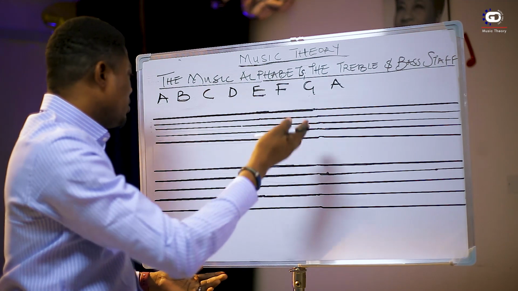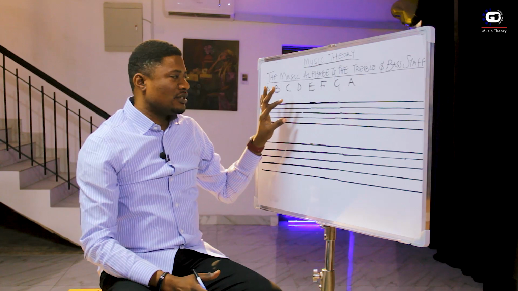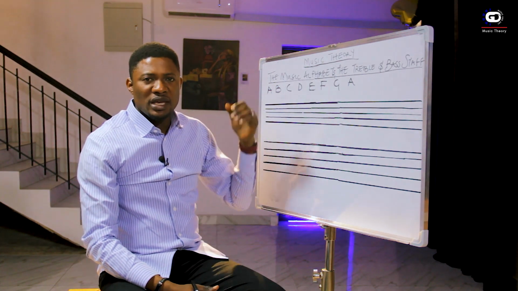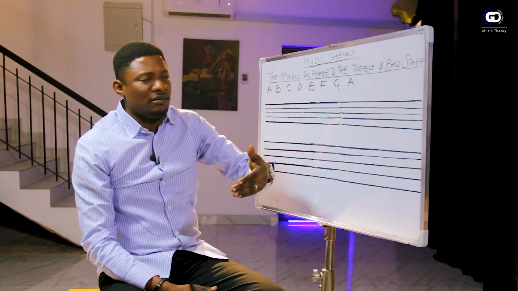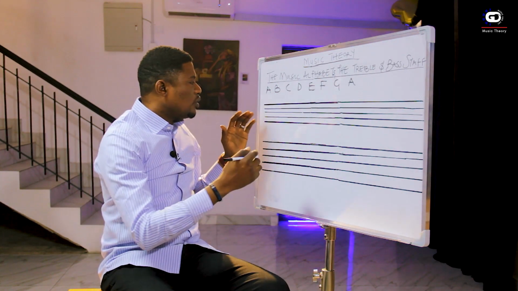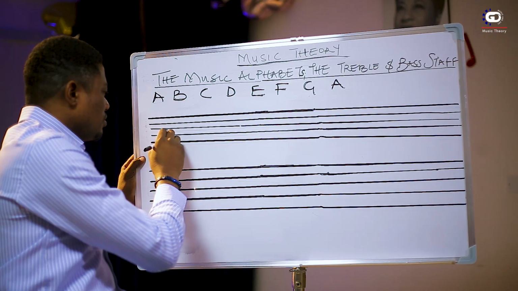So now we move to the treble clef, right? A staff has no name without a clef. A clef gives it a name. So for instance, we have the treble clef. Now, what do we call the treble clef? The treble clef is a symbol, right?